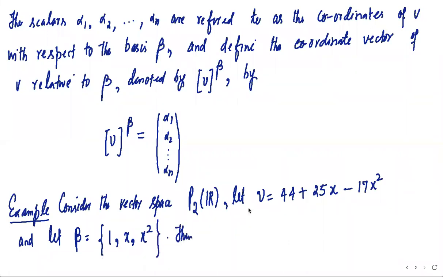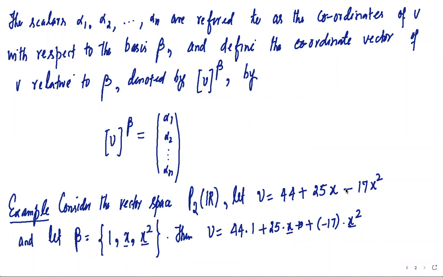Then we will express this V as a linear combination of these vectors over the scalars from R. Then we can write V is equal to 44 times 1 plus 25 times x plus minus 17 times x square. Now this 1 which we wrote is a vector in the basis, this x is a vector in the basis, and this x square is a vector in the basis.